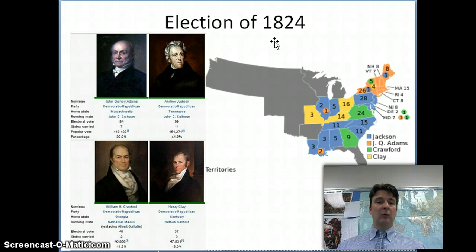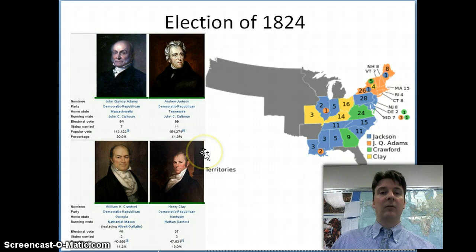He instead won a plurality, which was the most electoral votes, but he did not reach 51% or 50.1%. So what ends up happening is the election goes to the House of Representatives, and they take the candidates with the highest vote totals. So that was Jackson, Quincy Adams, and William Crawford.